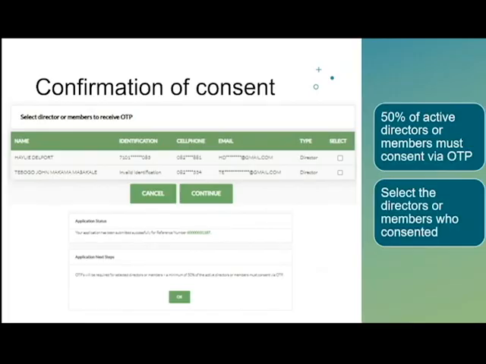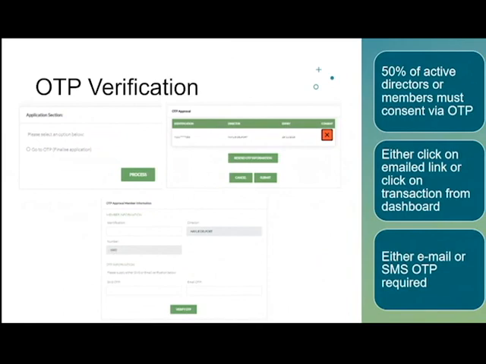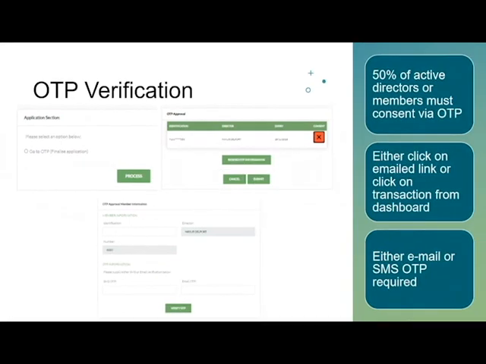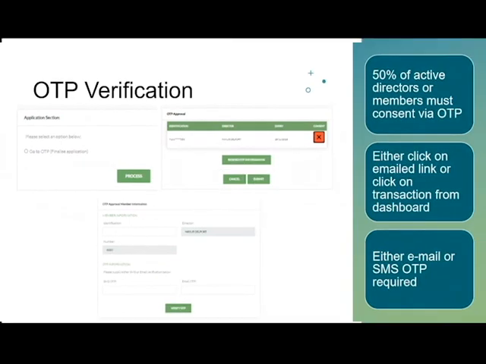The system will then automatically send the OTPs out, and there are OTP emails that go out. Then the directors and active members will get the OTPs, the ones that were selected. You'll go back into the system and then provide the director's ID number, the person to whom the OTP was issued, and then you'll provide the OTP. Very important, we don't require both the SMS and the email OTP. We just require either one of the two.